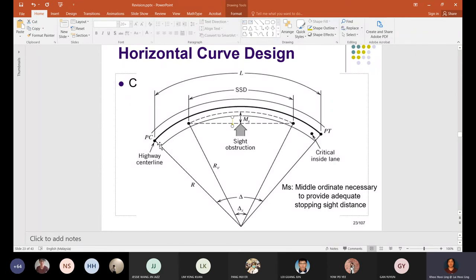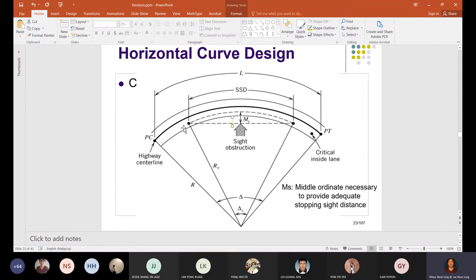Okay, and then you have the R and the RV. R is from the center of the road. I told you already, R is from the geometry, so we look at the geometry, the center of the road. And then we have the RV. RV is from the center of the traveling path. So this is what we call RV. The relationship between R and RV is that R is equal to RV plus W over 2, where W is the width of the lane.